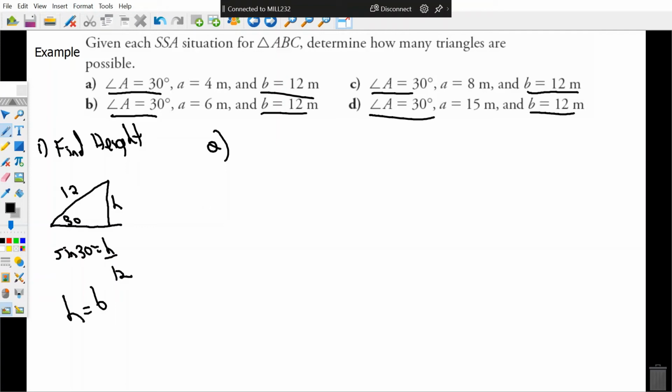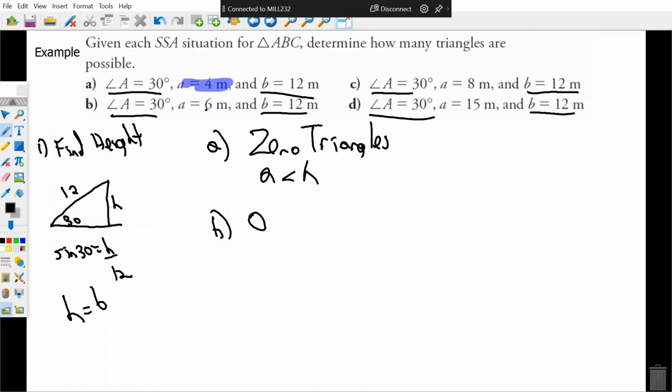In A, it says A is 4. So A is less than the height, right? If A is less than the height, there are 0 triangles. Okay? Because A is less than the height. In B, it says A is 6. 6 is the height, so A equals H. So there's 1 triangle. It's a right triangle, and that's because A equals H.